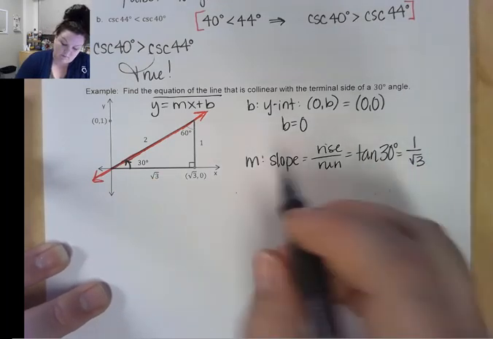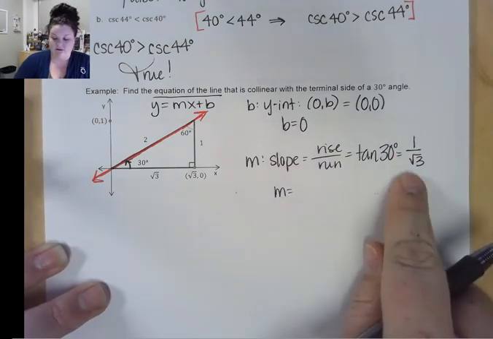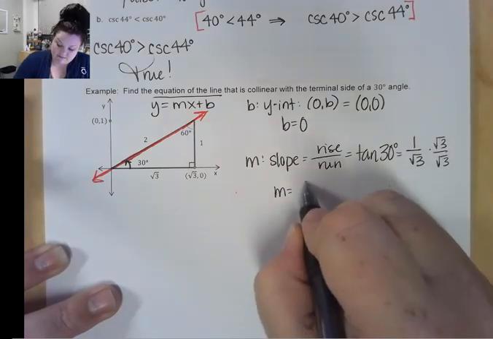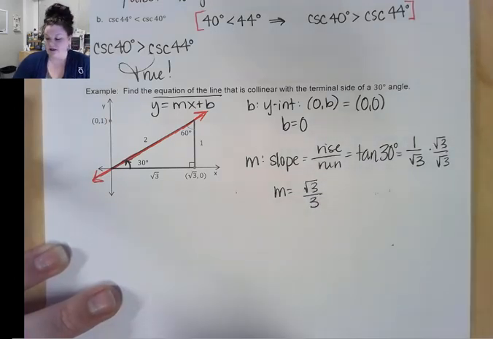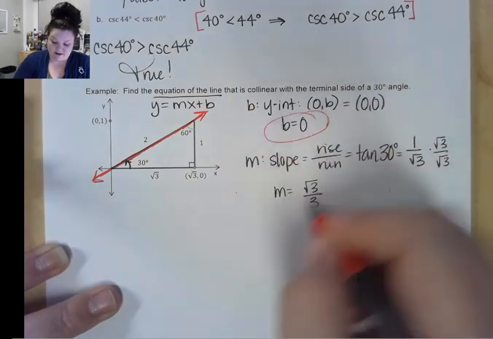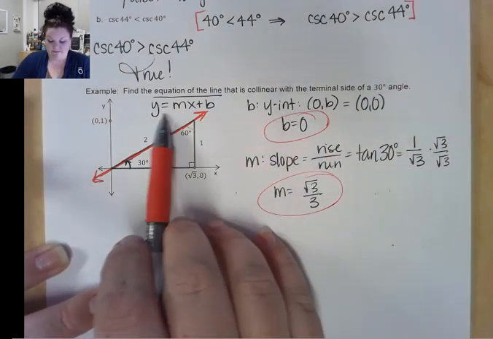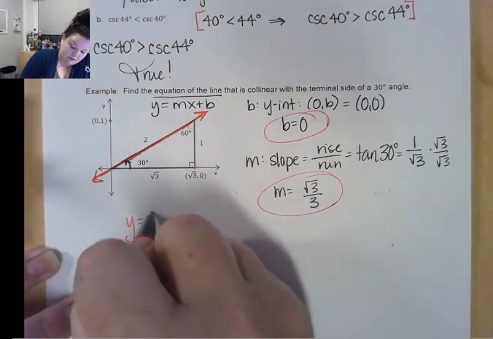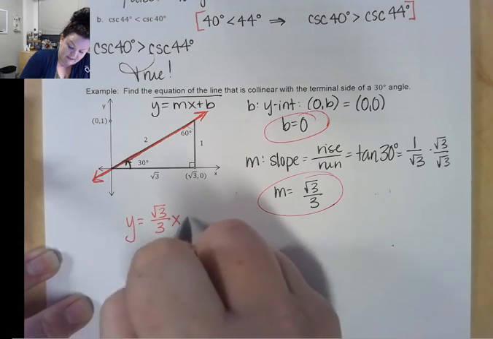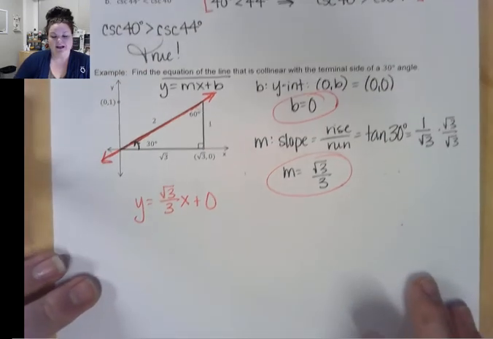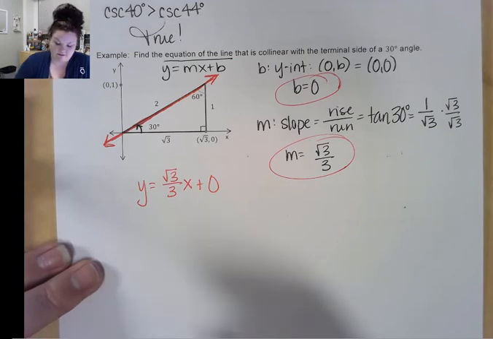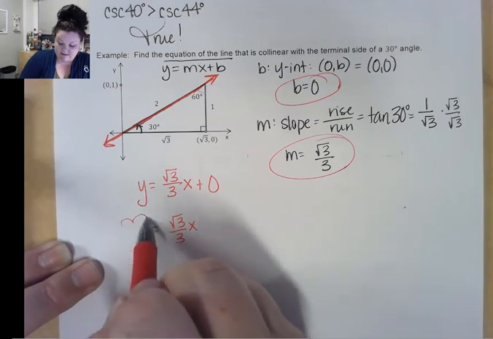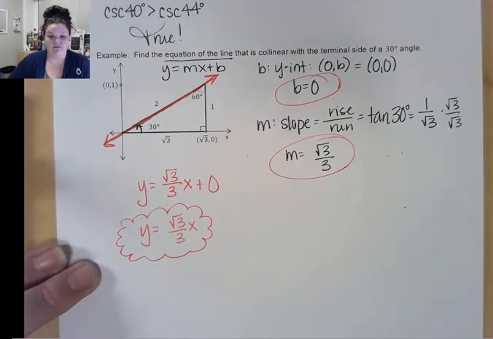And then again, we want to make sure that we rationalize the denominator. So I'm going to go ahead and just multiply by square root of 3 on top and bottom. So that gives me square root of 3 over 3. So now that I know my b value and I know my slope, I should be able to write the equation of the line. So y is equal to my slope, which is square root of 3 over 3 x, plus my b value 0. And since my b value is 0, I don't really need to write it. So we just get y is equal to the square root of 3 over 3 x. And that's the equation of the line.